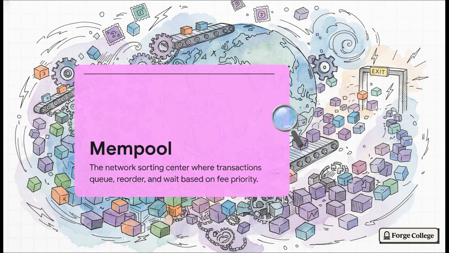Picture it as a chaotic global sorting center. Transactions queue up here. They constantly get reordered, and they wait to be picked up based on fee priority. Just think of it like the trading floor of a stock exchange, but for mail. Bids are flying, and the highest bidder gets their package on the truck first. If your transaction seems to have vanished into thin air, it is almost always an issue right here in the mempool.